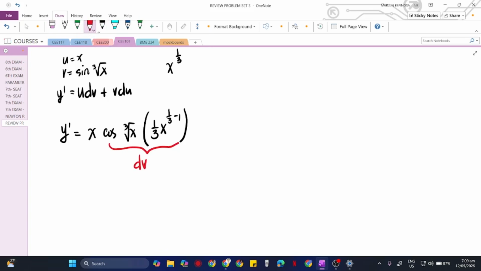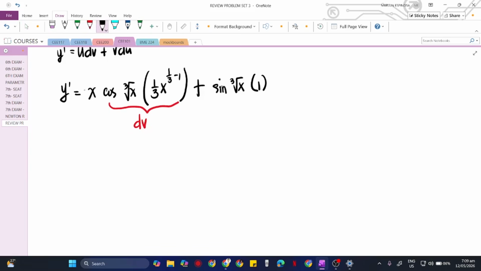Color dv. Okay, plus the v natin, copy lang natin yung sine cube root of x and the derivative of u natin, obviously 1. Okay? So therefore, simplify na lang natin to. We have here y prime is equivalent sa, okay? So 1/3, lagyan natin muna ditong 1/3.